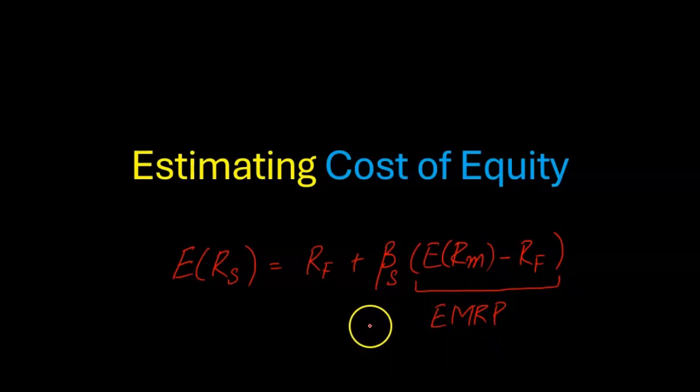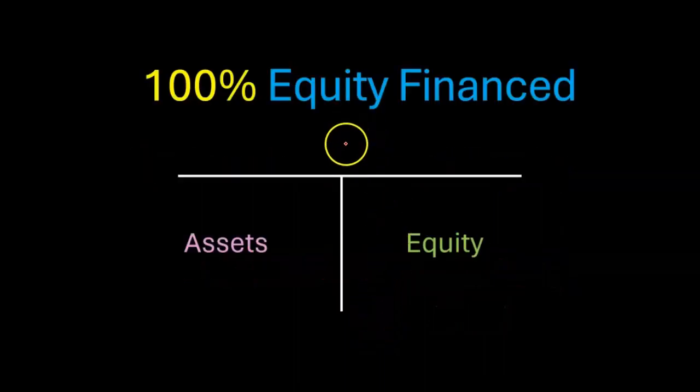Now, for the purposes of this video and maybe a few videos that follow, what I'm going to assume is that the firm is entirely equity financed. In other words, if you have assets on the left-hand side, then all these assets are funded with equity. In other words, there is no debt. The implication of that is that when we will be calculating cost of equity, essentially, cost of equity will be the same as the firm's cost of capital. Why? Because equity is the only source of capital.